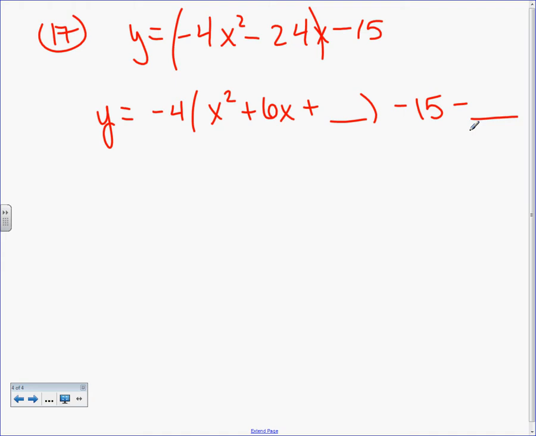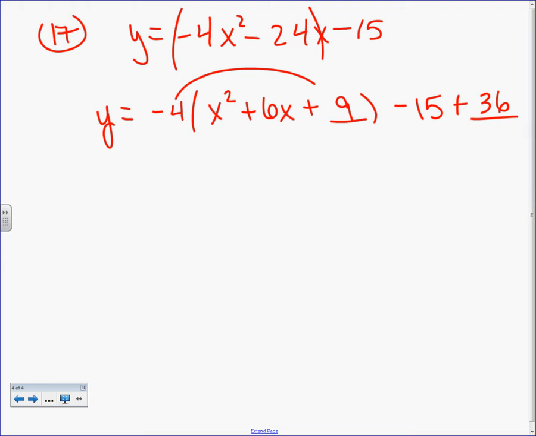Yep, complete the square. Take half of b squared. So what's half of 6? 3 squared? 9. I didn't put 9 in. I put negative 36 in. Do you understand that? I put negative 36 into the problem, so how do I undo that or balance it out? Add 36.